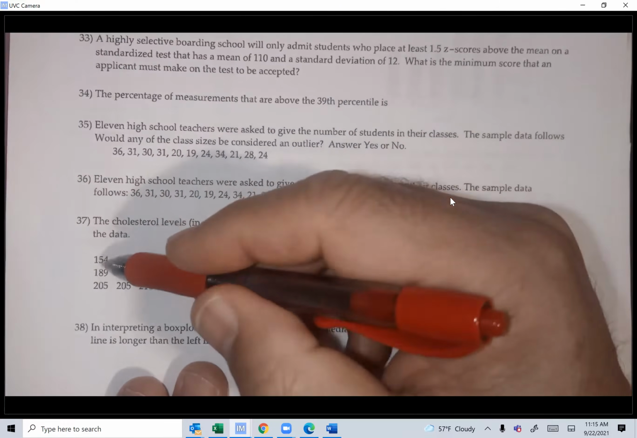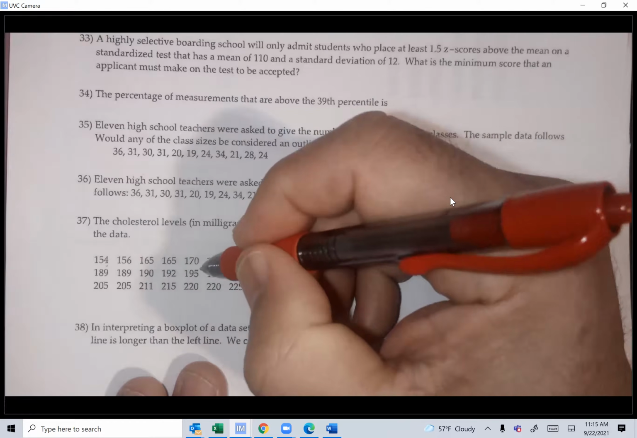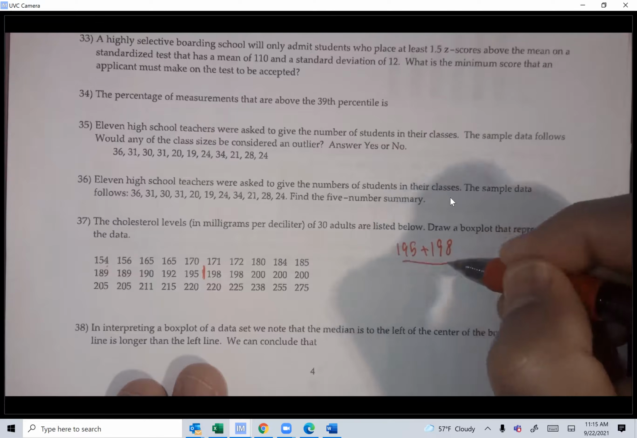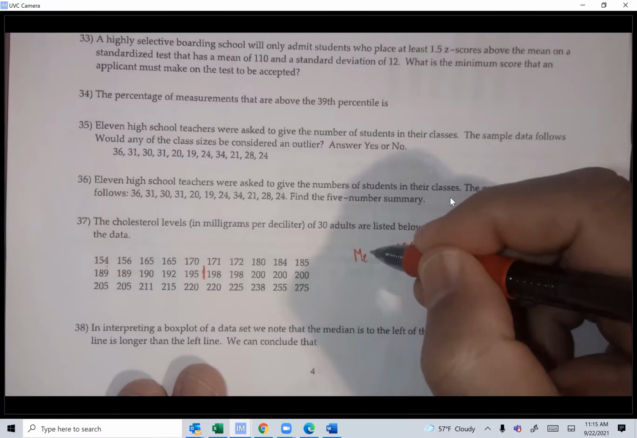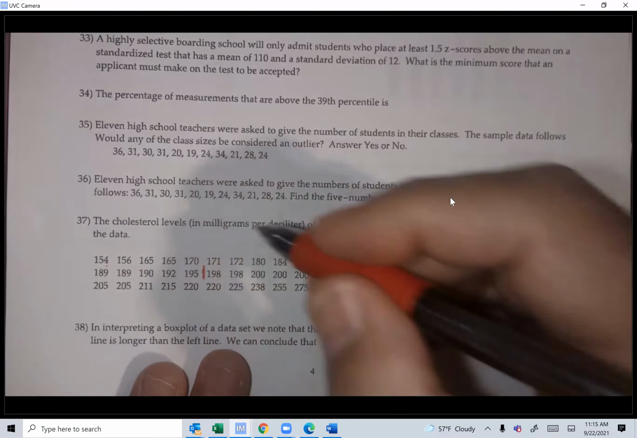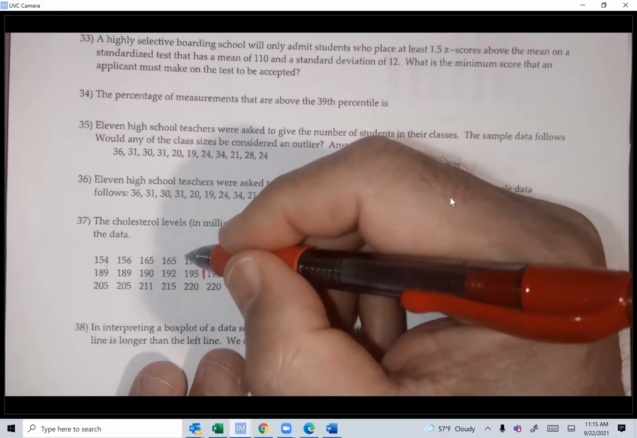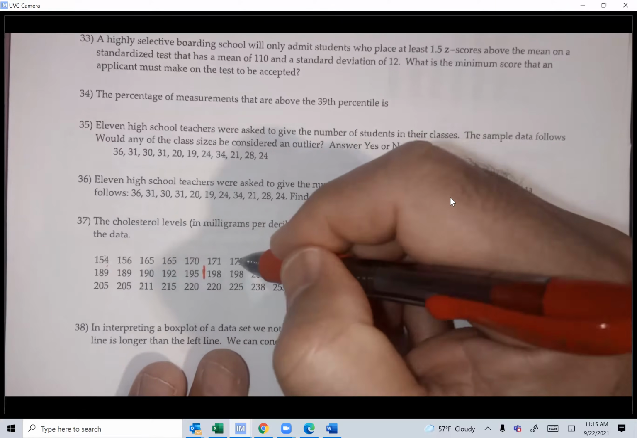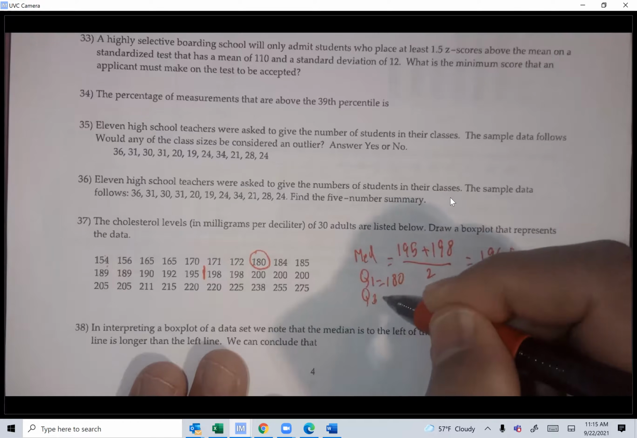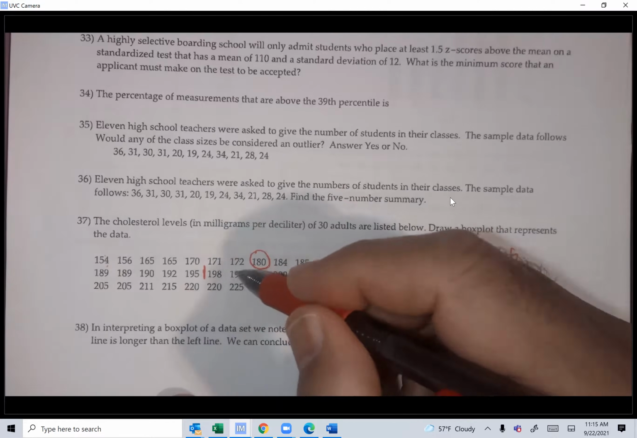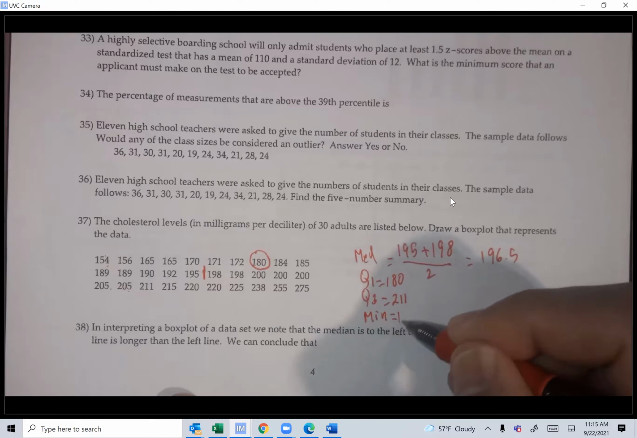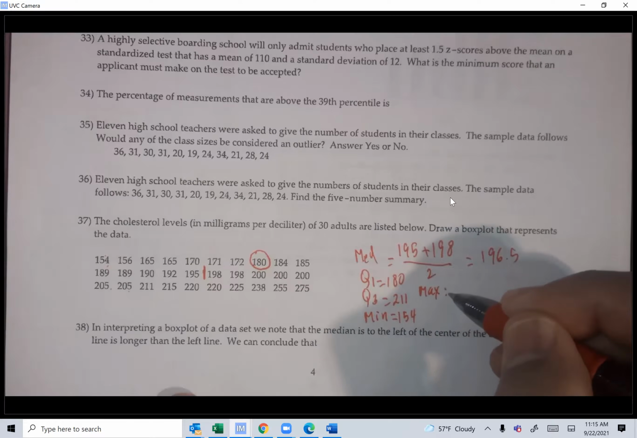So that's 10, 11, 12, 13, 14, 15, 16. So the median is right here, halfway between 195 plus 198 divided by 2. That's the median, which is what, guys? 196.5. Okay. The Q1 is half of 15. So you just add 1 to 15, 16, divide by 2, 8. 1, 2, 3, 4, 5, 6, 7, 8. That's Q1. Q3, it's going to be half of the other half. 1, 2, 3, 4, 5, 6, 7, 8, 211. Minimum, it's obvious, 154. And maximum is 275.